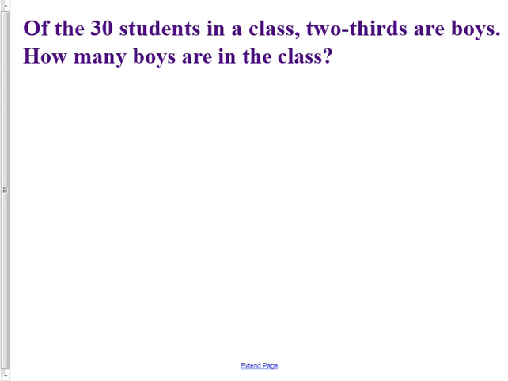Today we're going to look a little bit at how we can use models sometimes to solve fraction problems. So looking at our first problem, of the 30 students in a class, 2/3 are boys. How many boys are in the class?